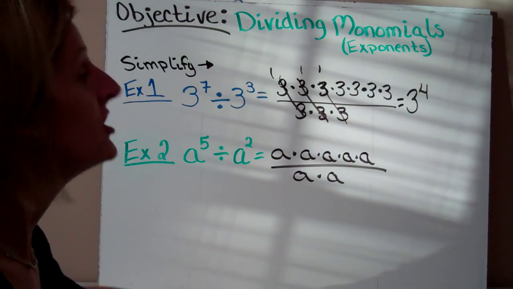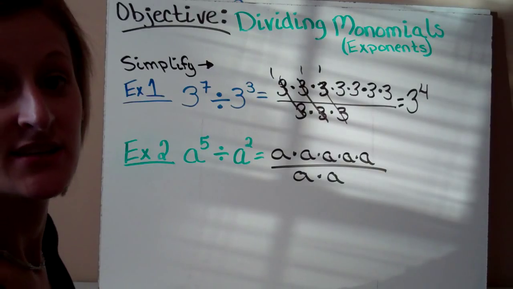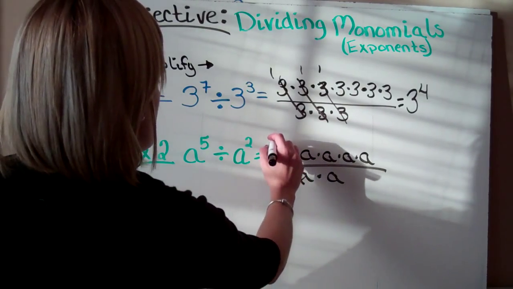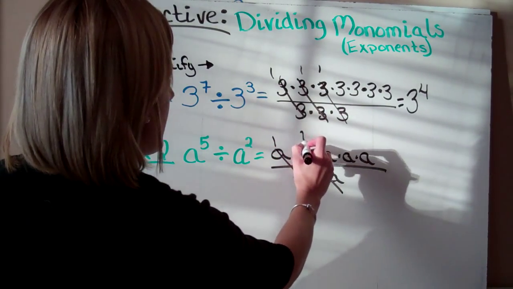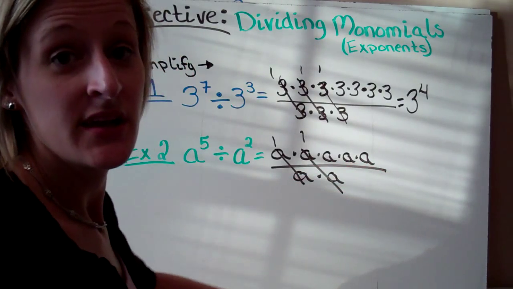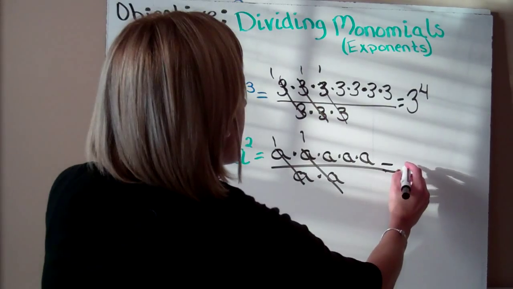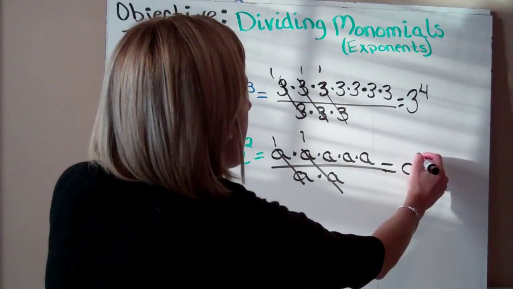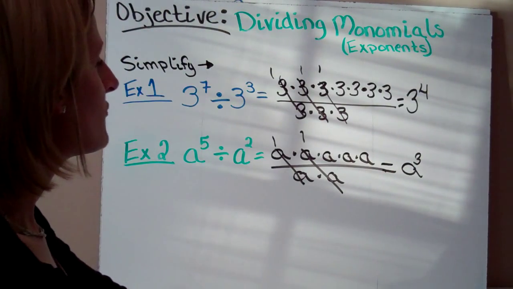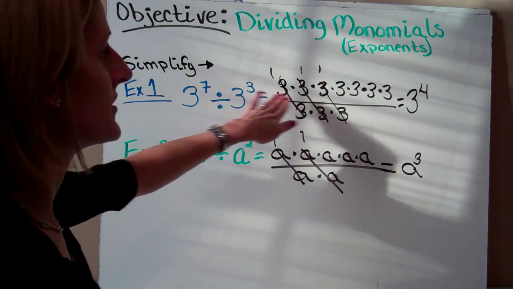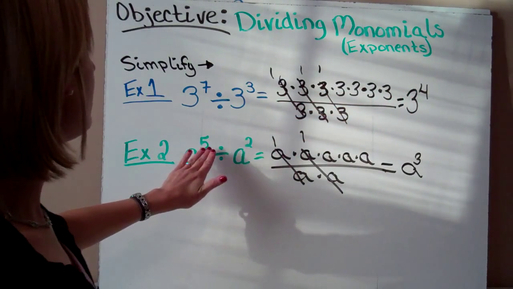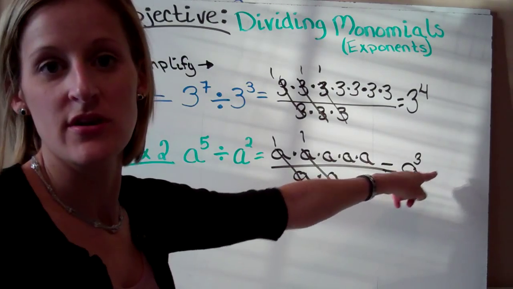A divided by a, just like 3 divided by 3, is 1. So that reduces to 1, and that simplifies to 1. I'm left with a times a times a. In an exponent, I write it a to the 3rd power. If you notice, 7 minus 3 is 4, and 5 minus 2 is 3.